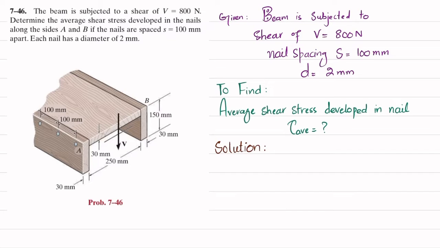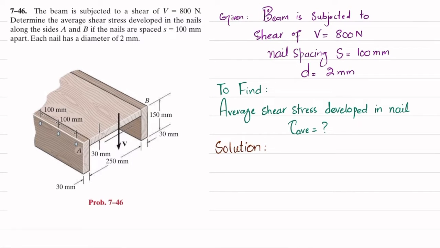So you can see this is the beam, and that is made up of these wood boards that are nailed together at side A as well as at side B. These nails are spaced 100 millimeter apart and have a diameter of 2 millimeter, and a shear of 800 Newton is applied. So you have to find the average shear stress developed in this nail. So let's start with the solution.